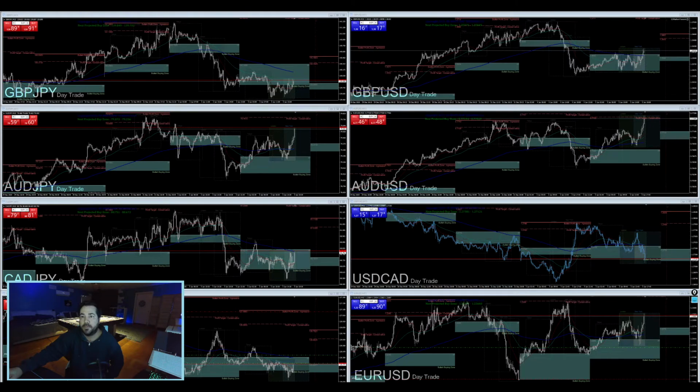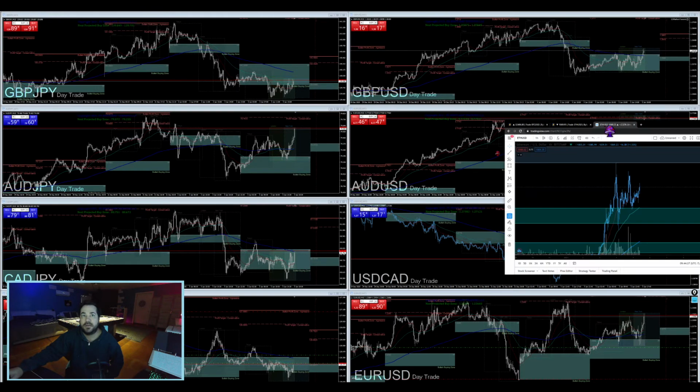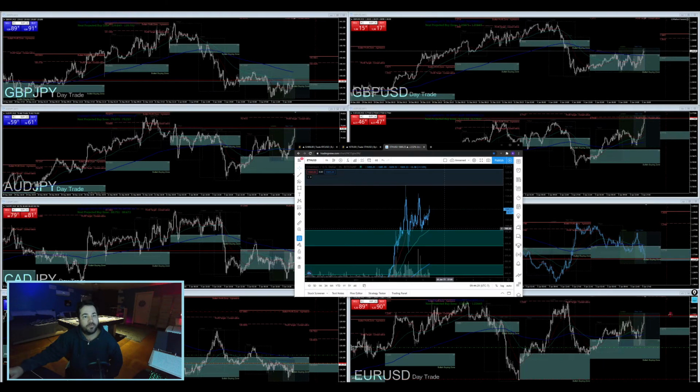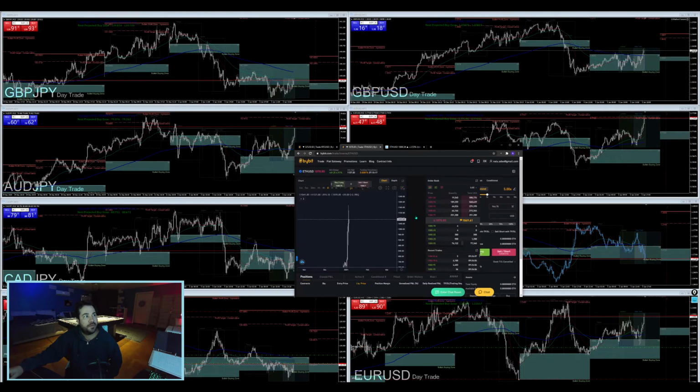I want to take a look at ETH, and we are forming that triangle. Boom. This is the 1 hour chart. This is it on the daily chart. Just formed another little spike in here.